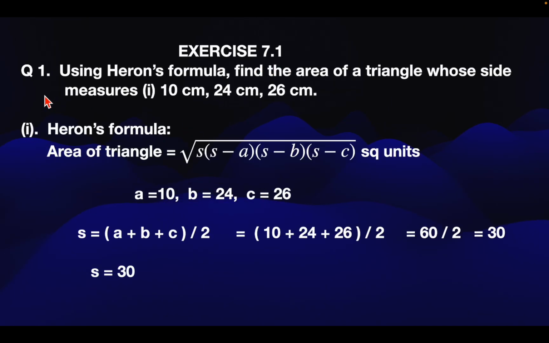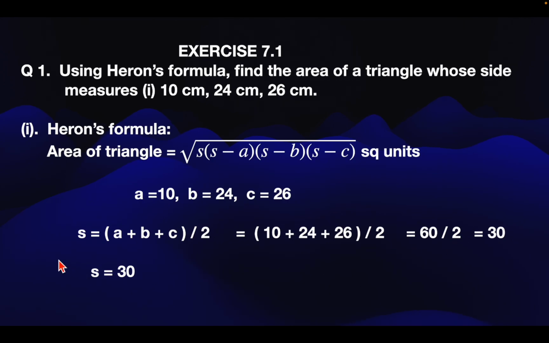Exercise 7.1, question 1. Using Heron's formula, find the area of a triangle whose sides measure 10 cm, 24 cm, 26 cm. So first write down Heron's formula: area of a triangle equals square root of s into (s minus a) into (s minus b) into (s minus c). They have given a equals 10, b equals 24, c equals 26. So find s: add a plus b plus c, then divide by 2, and you will get s. s here is 30. So now you have a, b, c and s, and you substitute in this formula to get the area.